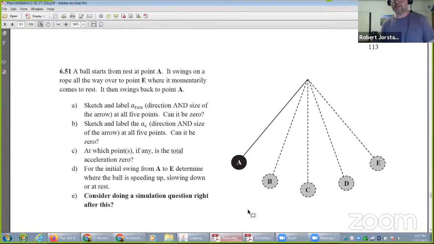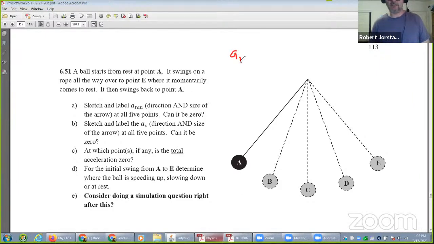So remember, a tangential is the one that's tangent to the motion. So try to figure out when it's going to be positive, when it's going to be negative, should it be zero, right? A centripetal, or AC, is towards the center. And to help you think about that, remember, we do have one equation. Well, we have two. We know that A tan is equal to dv dt. It's the change in speed. And we know that AC equals v squared over r.